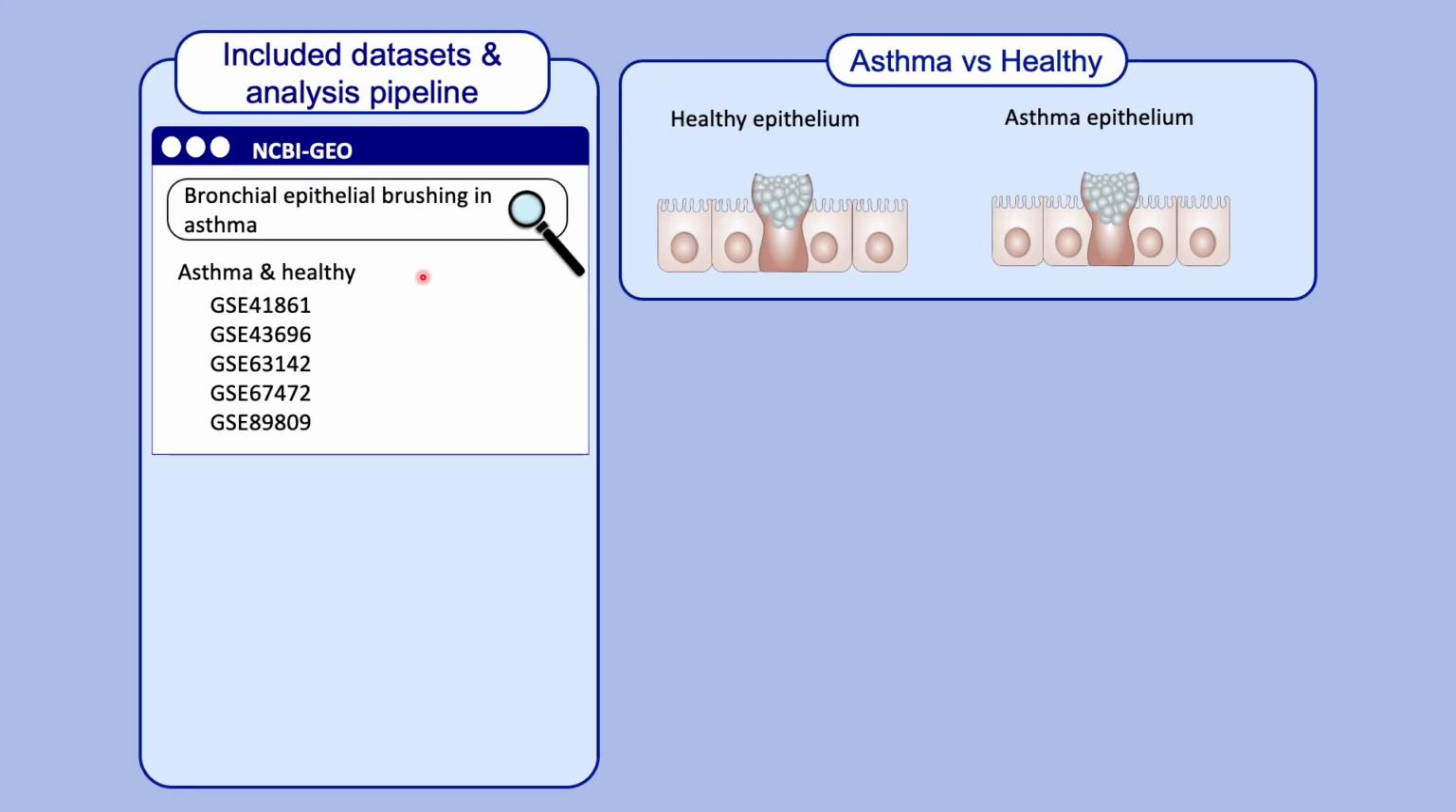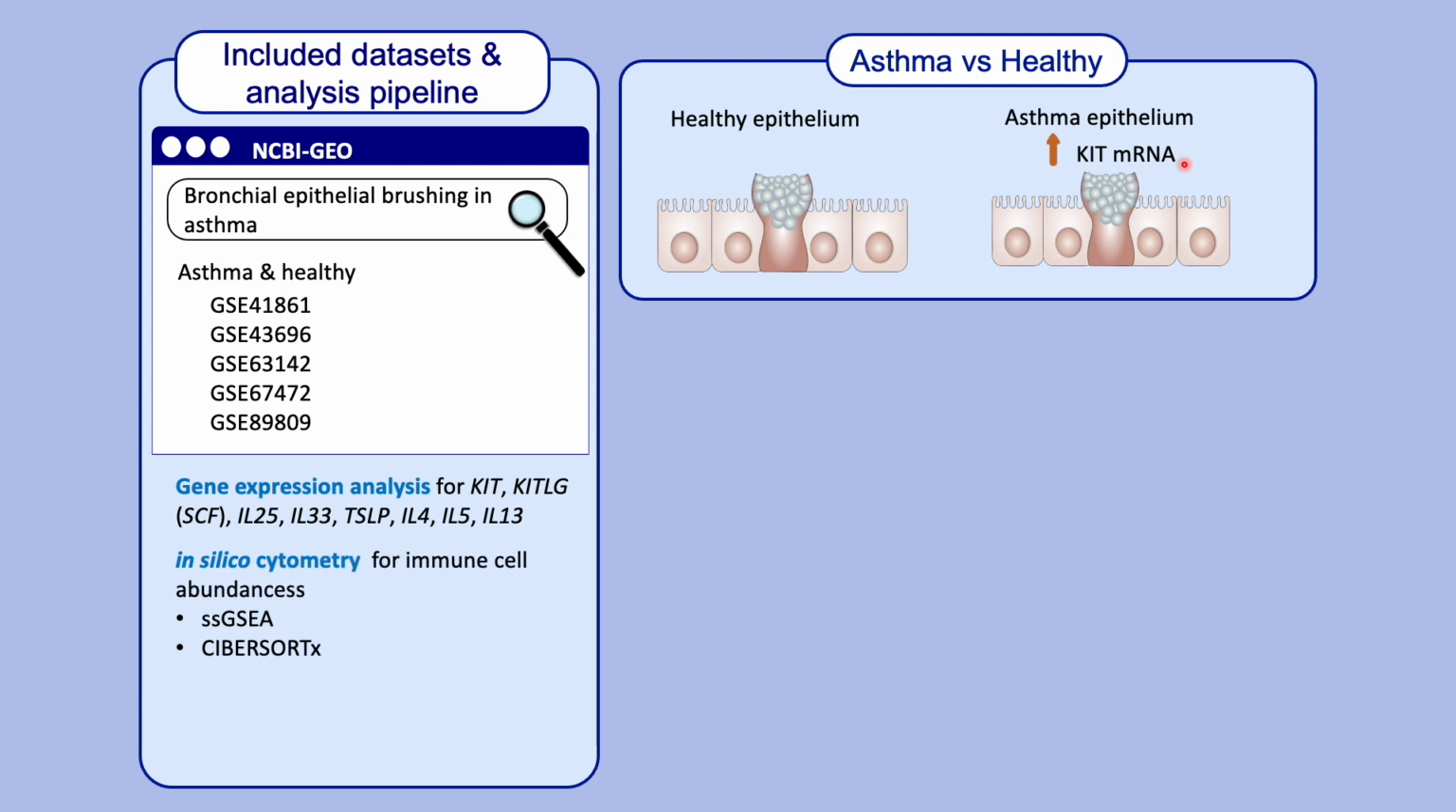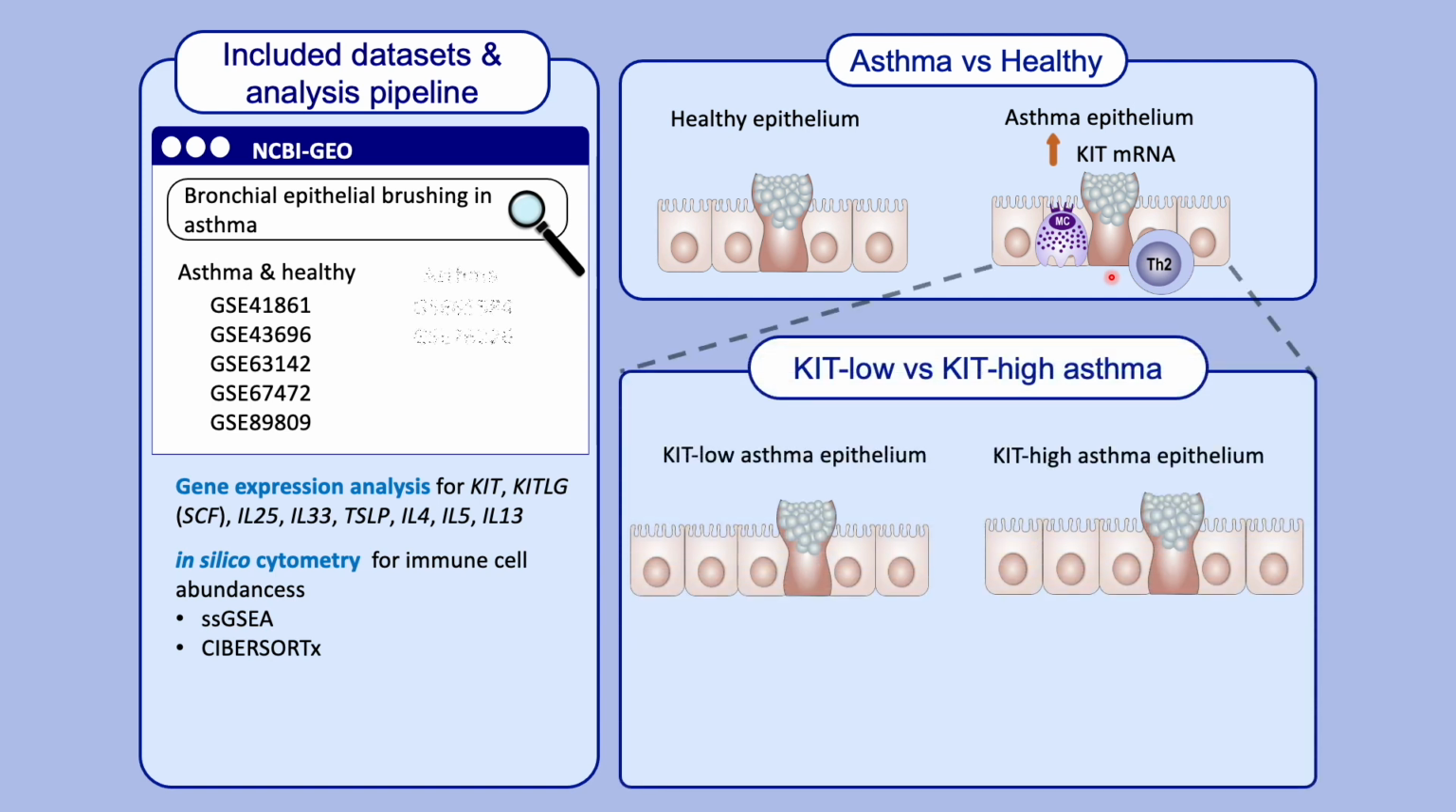In this study, we selected 5 gene expression datasets, including bronchial epithelial brushing samples from healthy controls and patients with asthma. By gene expression analysis, we found that KIT expression was higher in asthma. 2 different methods of in silico cytometry show that the abundance of mast cells and Th2 cells were higher in patients with asthma. Focusing on asthma, we included 2 other gene expression datasets of patients with asthma only.